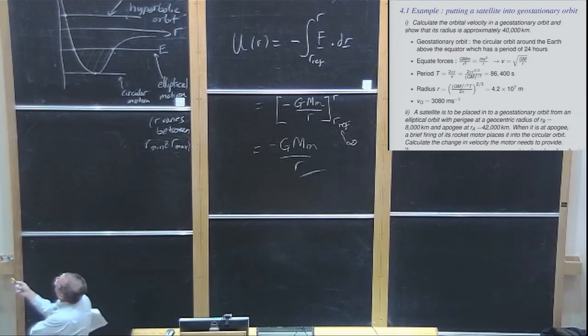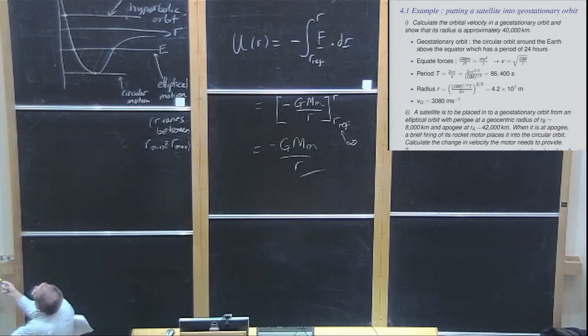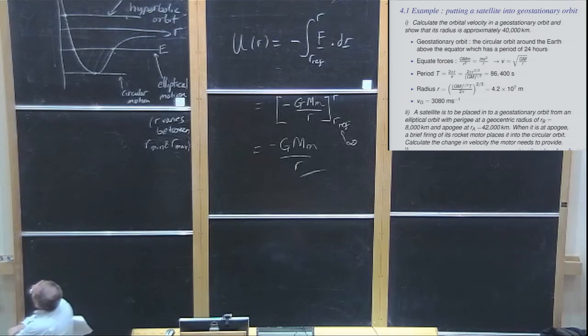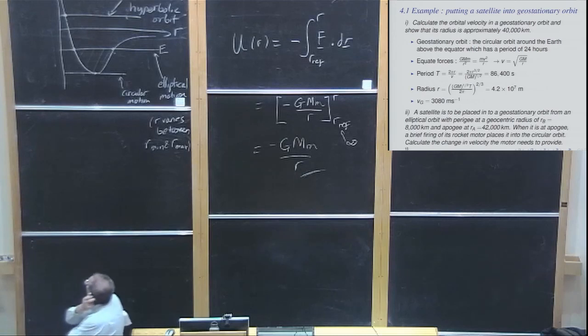But since we know what the radius is, and we know what the period is, that's 24 hours, we can work out what the velocity of this satellite is. 3,080 meters per second. Okay, so this was a rather simple hors d'oeuvre. Now let us go on to the more interesting part.